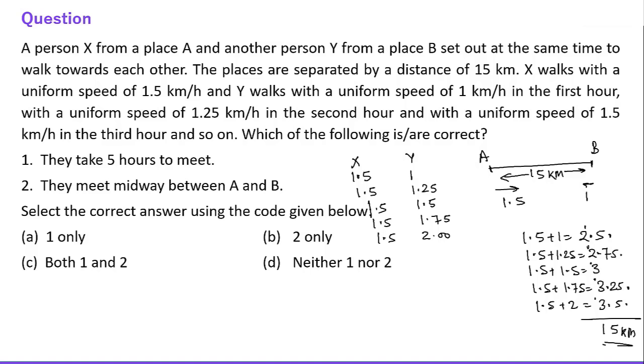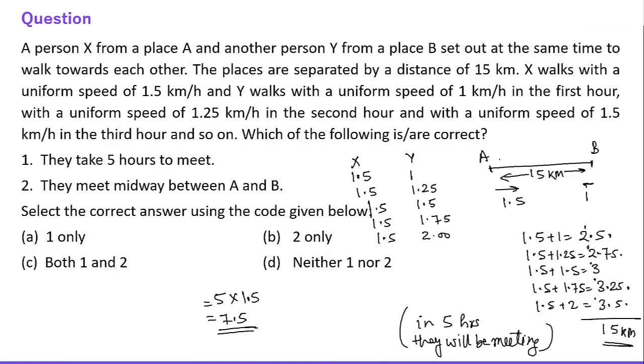So 15 kilometer is complete, right? In 5 hours. In 5 hours, they will be meeting, right? Okay. So, in 5 hours, X will be covering what? 5 into 1.5. So, this will be 7.5. So, in 5 hours, X will be covering 7.5. Okay. So, obviously, if X will be covering 7.5, then obviously the rest of the distance Y will be covering. Fine. So meeting will be taking place exactly midway between A and B, right? And in 5 hours. So they take 5 hours to meet.